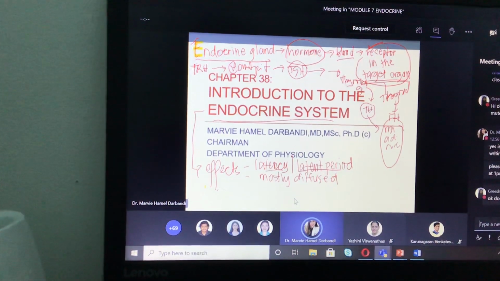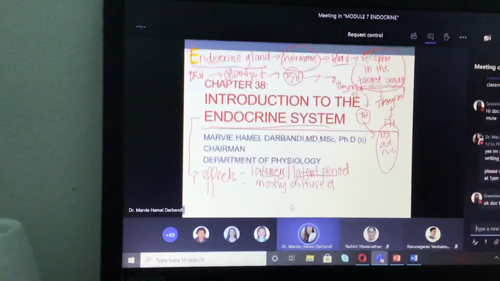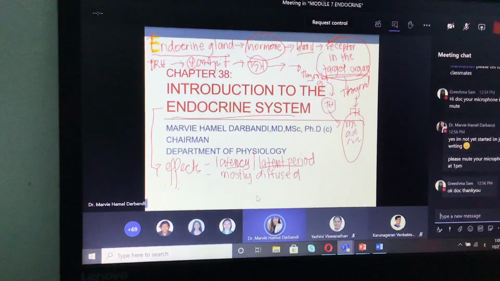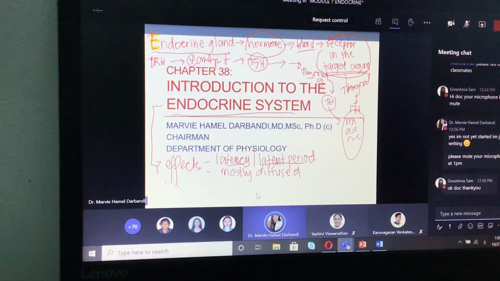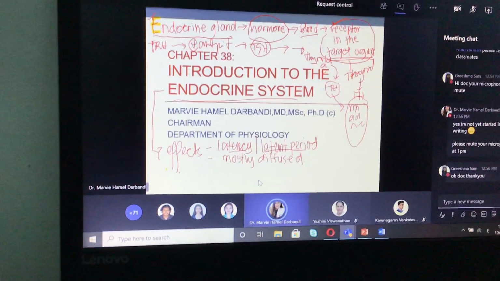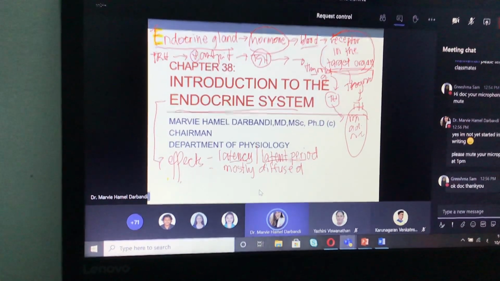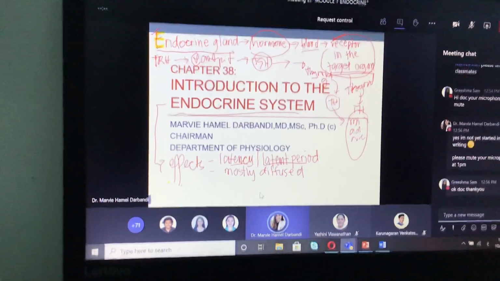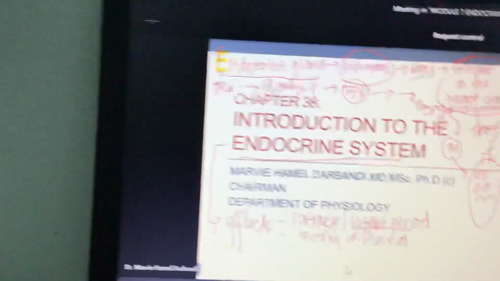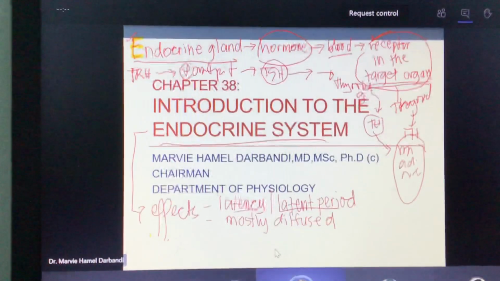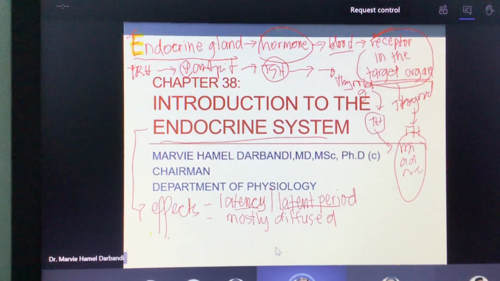Very long or latent, so it will take longer. Why is it so? Because the hormone, when released, will circulate in the blood for a longer time, then it will bind to a receptor, and only then a response will be elicited.